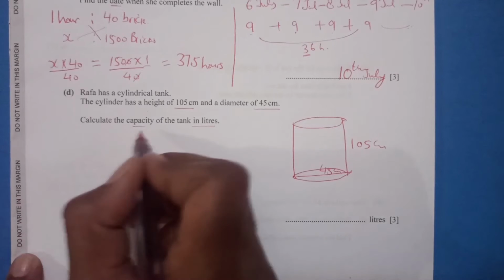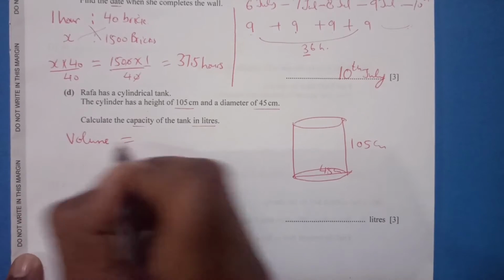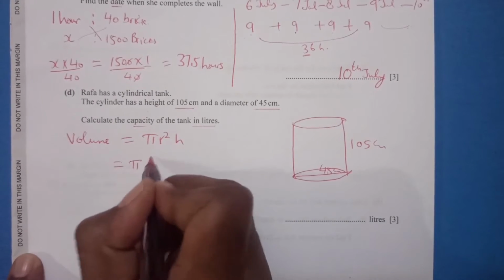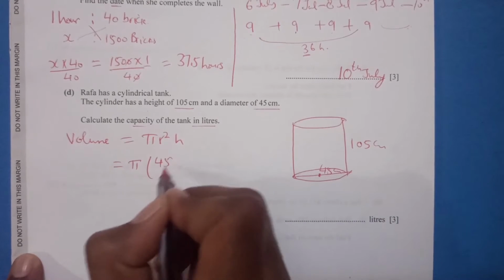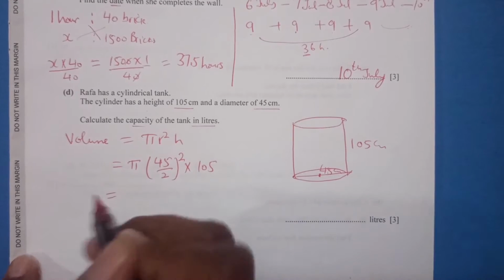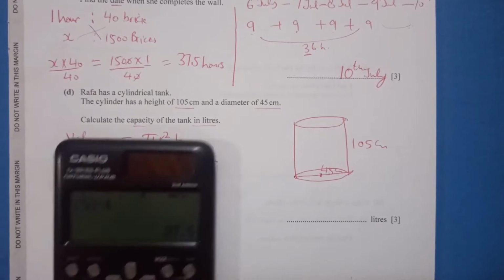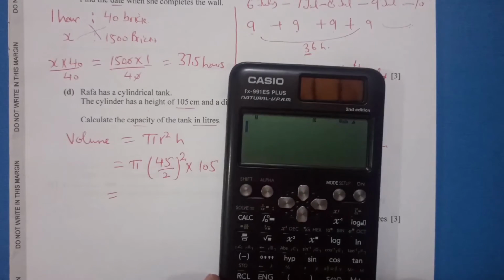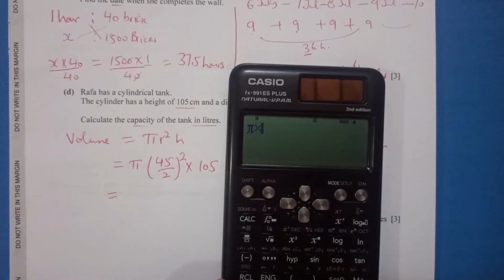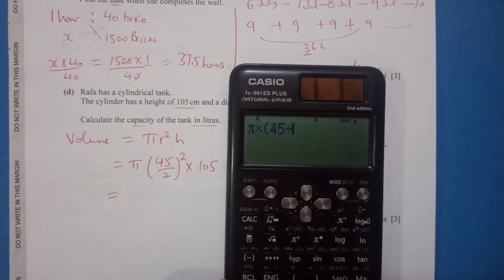The capacity. So capacity is volume, right? So volume of cylinder formula we have pi r squared h. So pi r. R is half of 45 because 45 is diameter. So 45 over 2 squared times h. So let's see how much is this one. So we have pi times 45 divided by 2, and then we have square of it, times 105.